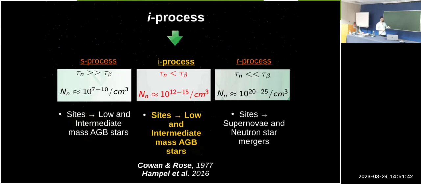And the proposed sites for the I process, there are several proposed sites, but here I will consider only the low and intermediate mass stars, because it has got some observational evidence. There is no observational evidence for the other proposed scenarios. So this scenario is the same as that of the S process.